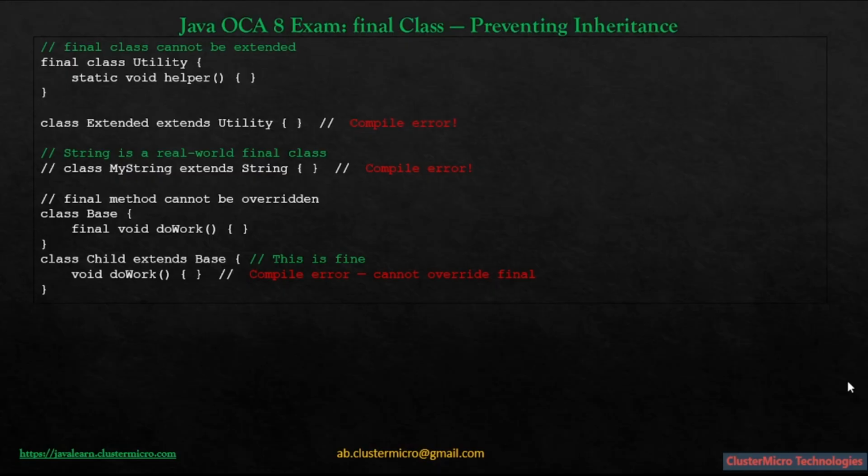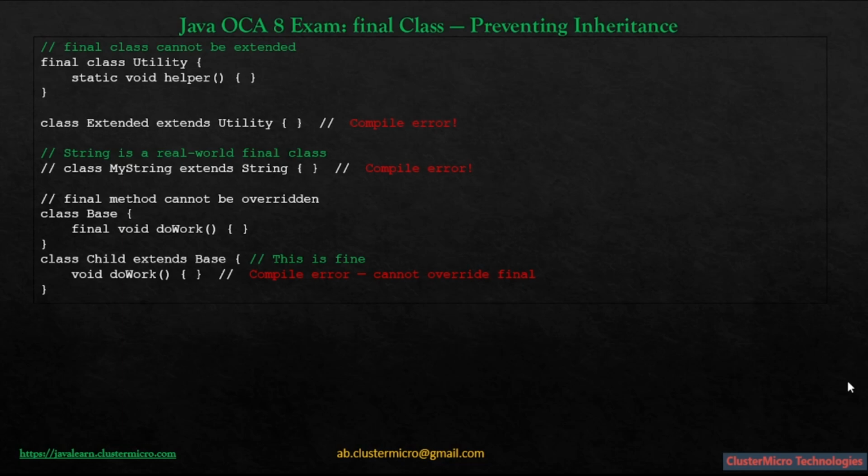This design choice helps maintain the consistency and reliability of how strings work in the language. Okay. So when final is applied to a method, the class itself can still be extended, but the particular method cannot be overridden by the subclasses. So let's come to the code here. So we have a final class Utility, static void helper, and class Extended extends Utility, right? So it will lead to a compile error.